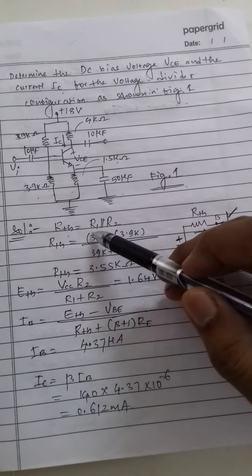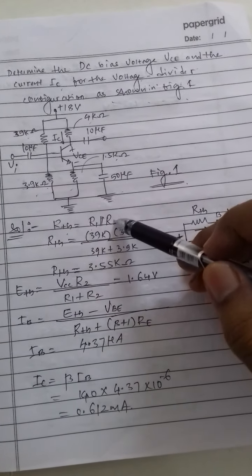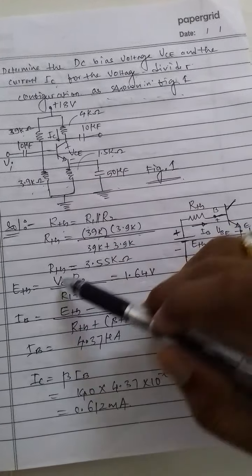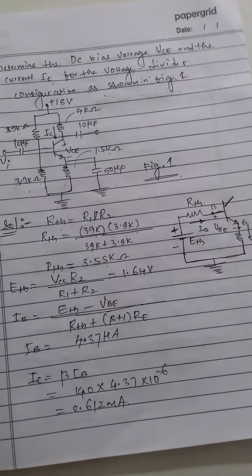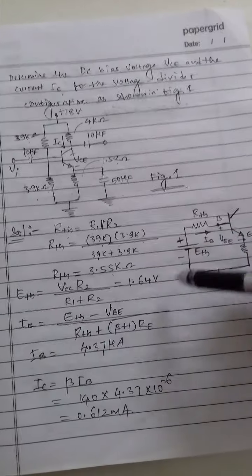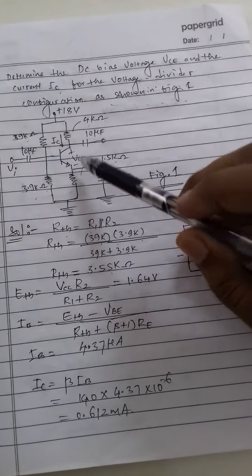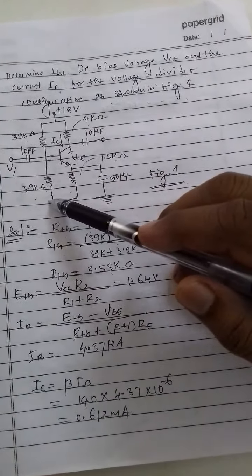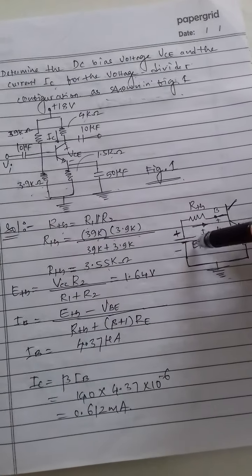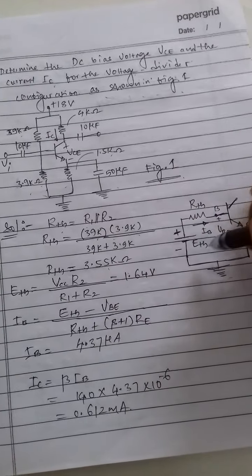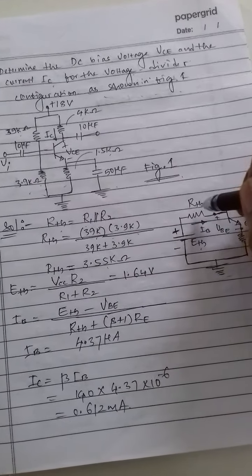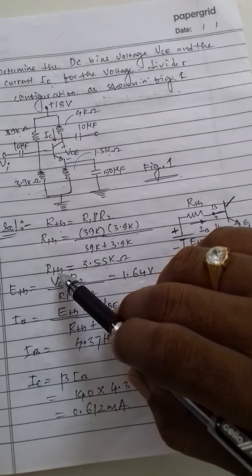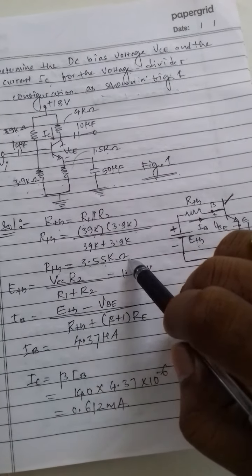RTH is the equivalent parallel combination of R1 and R2. RTH is equal to 39K into 3.9K over their sum, which is 3.55K. First of all you have to reduce this network to its Thevenin's equivalent network, consisting of a voltage ETH in series with resistance RTH. Then the equivalent Thevenin's resistance is equal to 3.55 kilo ohms.